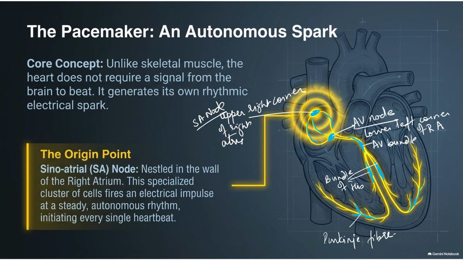So the sequence you have to learn. First the SA node, then the internodal pathway. Let me write, this is your internodal pathway. Through the internodal pathway, it will come to the AV node, then it will come to the AV bundle. Please focus, this is the AV bundle. I am making a box around it. This is number four, the AV bundle, then the bundle of His, and finally the Purkinje fiber.